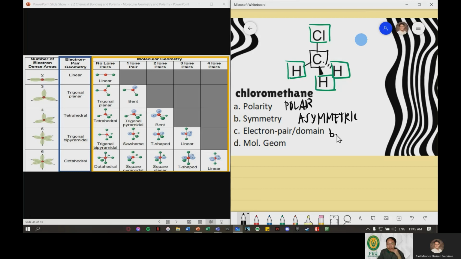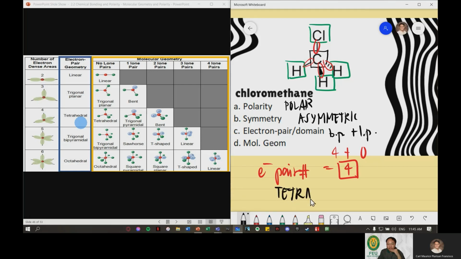And then you proceed with the BP plus LP. So bonding pair of the central atom is 1, 2, 3, 4. So you have here 4, plus 0 lone pair. It doesn't have any lone pair. So E pair number is 4. According to the E pair table, that is tetrahedral. So that's your letter C.